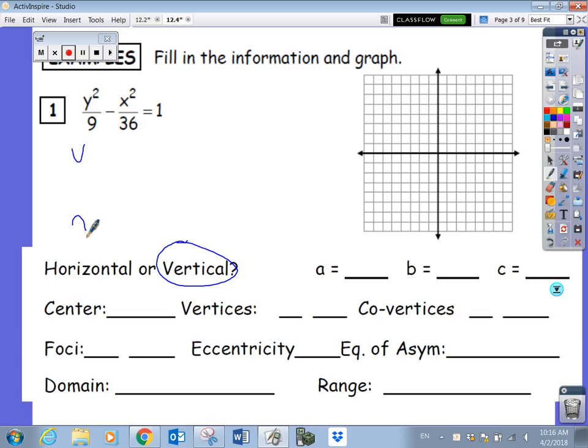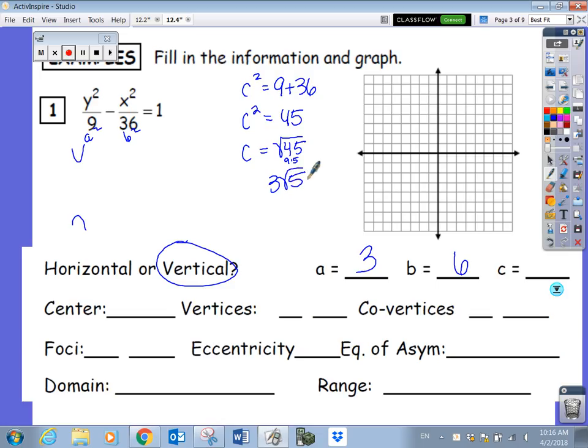A squared is always first, so this is a squared, this is b squared, therefore we can find a. A is a distance, so it is not plus and minus 3, it's just 3. B is just 6, because it's a distance. And then c squared equals a squared plus b squared. C squared equals 45. So c equals the square root of 45, which can be simplified, 9 times 5, to 3 root 5. Always simplify if you can. No sense in getting a point taken off for not simplifying.